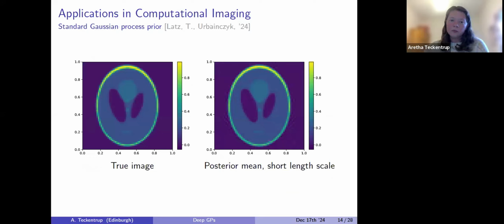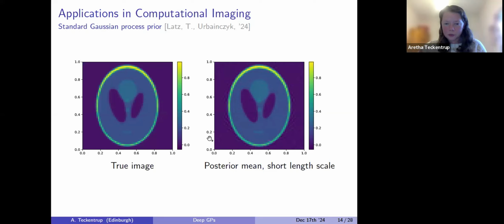So these are some of the results that we have. The image that we're reconstructing is this Shepp-Logan phantom, which is a typical test image in computational imaging. I'm first going to show you these results with a standard Gaussian process prior, and then you'll see what does and doesn't work in that context, and then I'll show you the results with the deep Gaussian process.